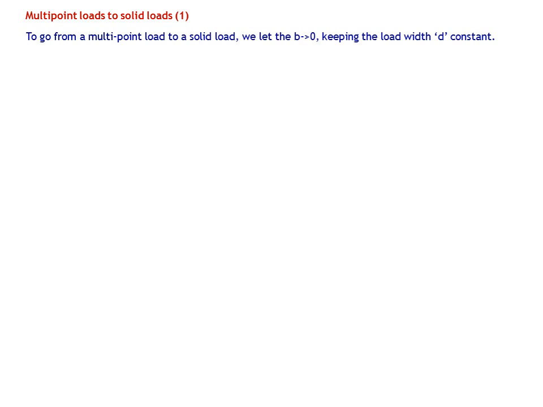In order to go from a multi-point load to a solid load, we let the interload spacing b go to 0, whilst keeping the load width d a constant. When b goes to 0, the term that has the largest power of b in the denominator will dominate the others, and any b's in the numerator will vanish. So lambda, which is defined to be a minus b over b, loses the b in the numerator and becomes a over b. S, which is equal to d over b plus 1, goes to d over b, as this becomes much larger than 1 when b goes to 0.